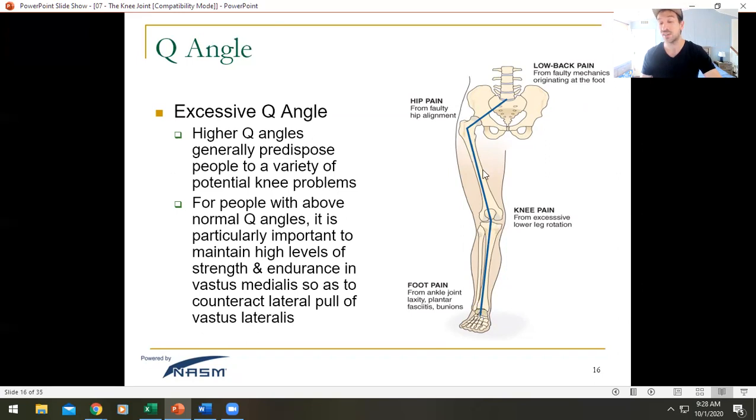So this is why it is so common to see feet turn out simultaneously with knees cave in. Remember I mentioned those two are often linked together in terms of our movement compensations. And then that's causing pain in the lower back as well. So you can see low back pain, hip pain, knee pain, and foot pain, all from having an excessive Q angle. And that's what we're looking at. That's why we call it knees cave in.